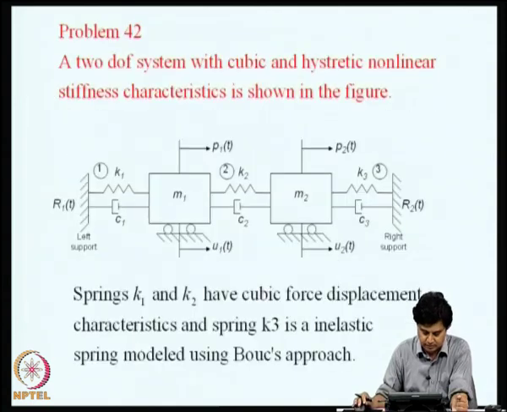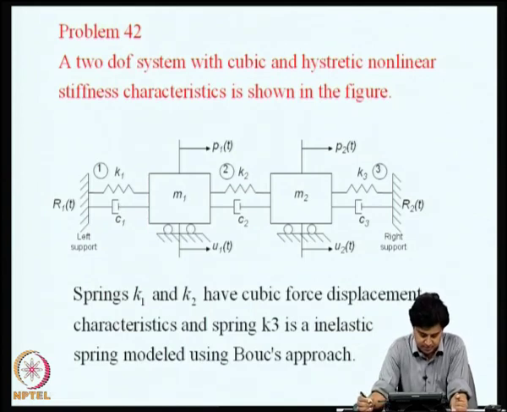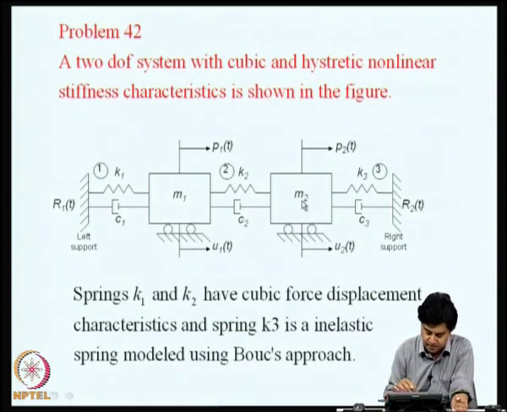We next consider a fairly complicated problem. This is a problem of a 2-degree freedom system which has both cubic and hysteretic nonlinear stiffness characteristics. The springs K1 and K2 here have cubic force displacement characteristics. K3 is an inelastic spring, it has hereditary nonlinear characteristics, and this is modeled using Bouc's method, and P1 and P2 are random excitations, and R1 and R2 are the reactions.